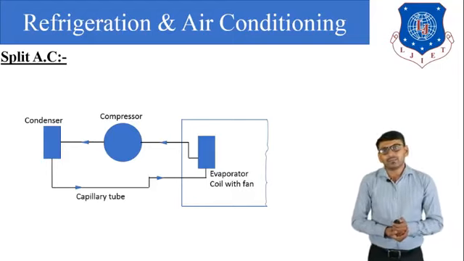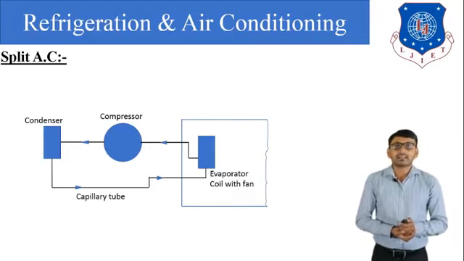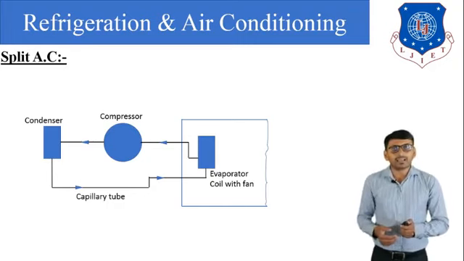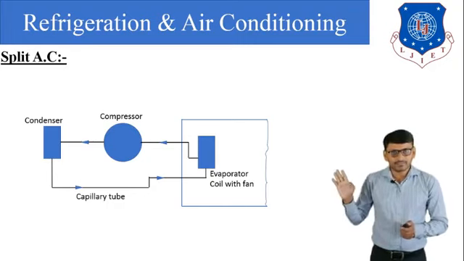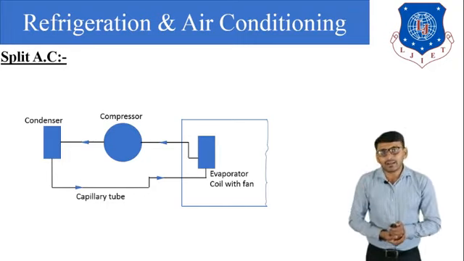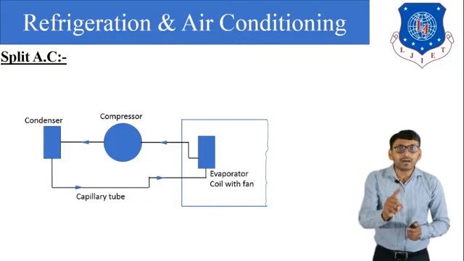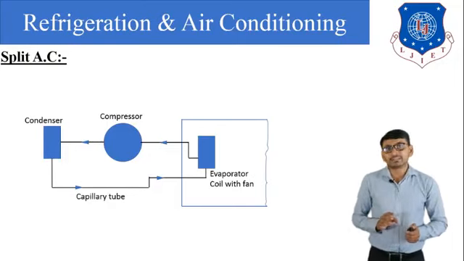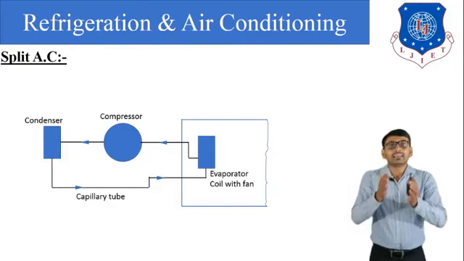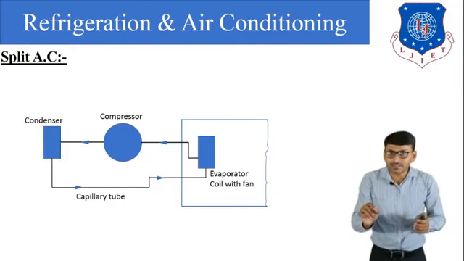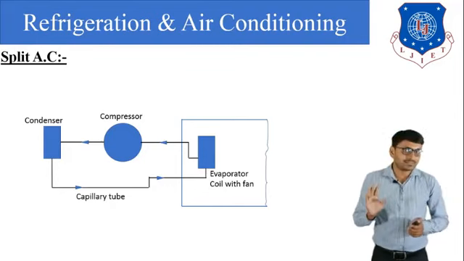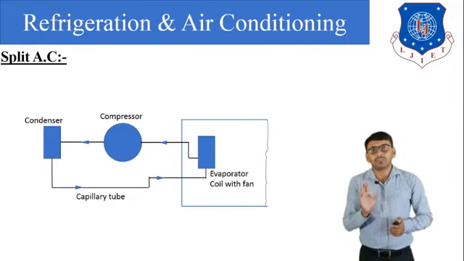Now this is a simple diagram of split AC. In this diagram there is a compressor, condenser, capillary tube, evaporator with evaporator blower, and condenser fan also. Here the capillary tube works as an expansion device. What is the function of an expansion device? It expands refrigerant, so pressure decreases.